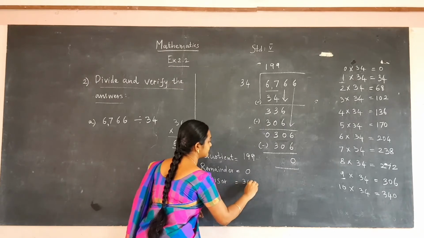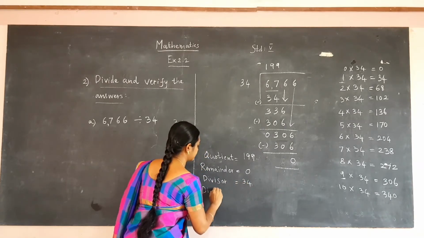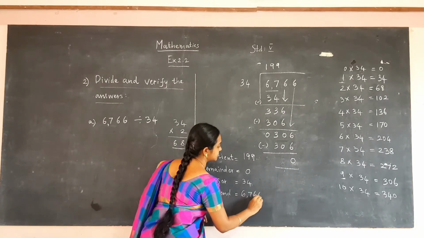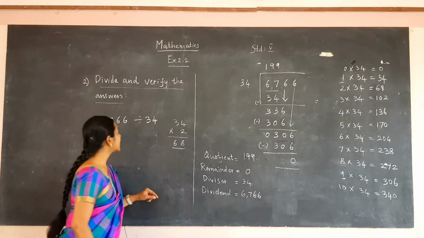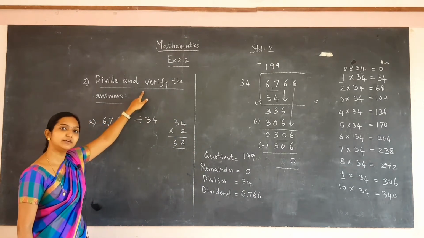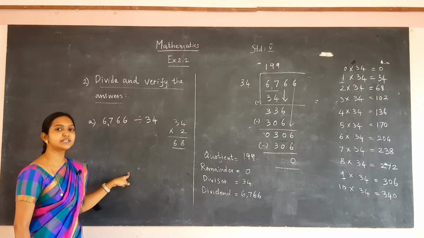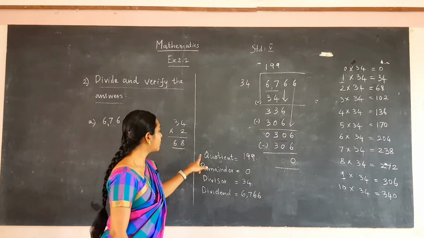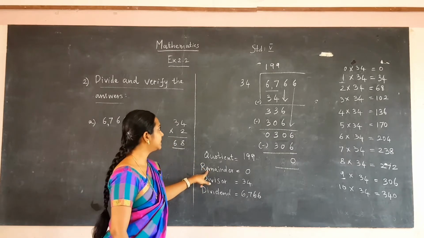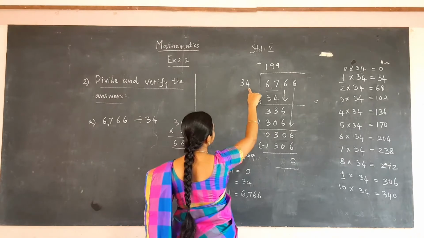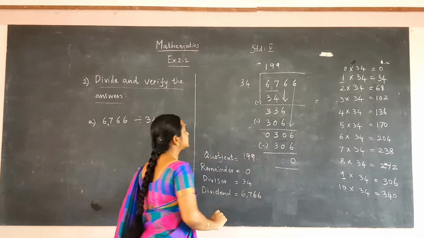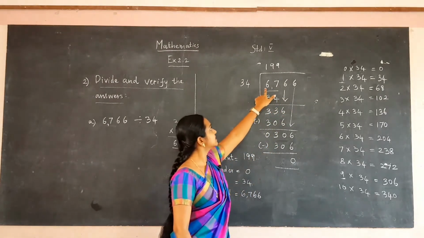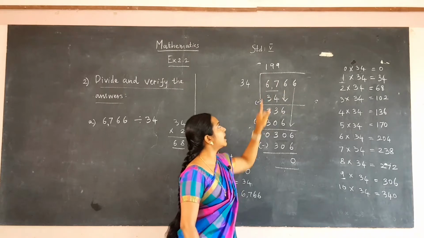Divisor is 34. Dividend is 6766. Now it is asked in the question to verify the answer. How will you verify the answer? We can verify the answer using division algorithm. Division algorithm is dividend equal to quotient into divisor plus remainder. That is, we have to multiply 34 and 199. The answer we get should be 6766. If we did not get 6766 as answer, then our division is wrong.